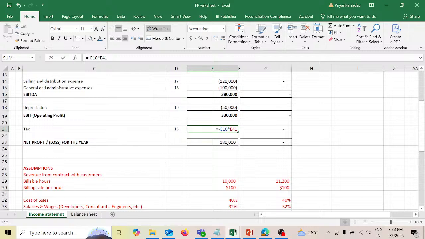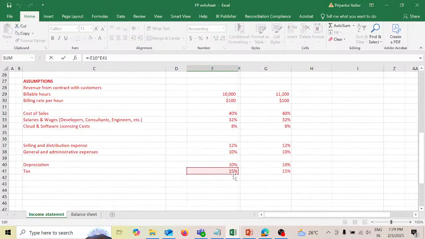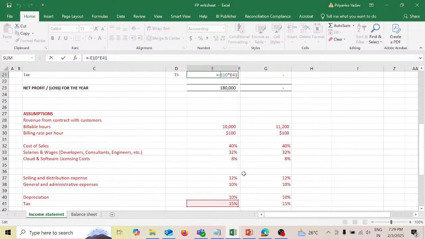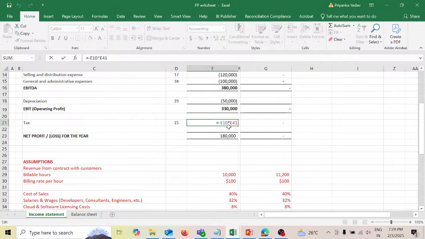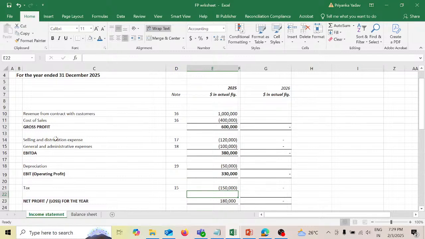If you check the tax now, this revenue over here, and 15% of the revenue, as per the assumption the tax will be 15% for the next year, so it has taken automatically, it takes 15% of your revenue. Quickly we will see the formulas.